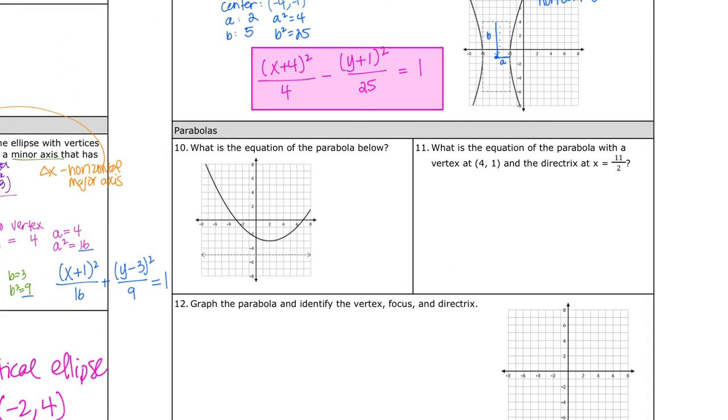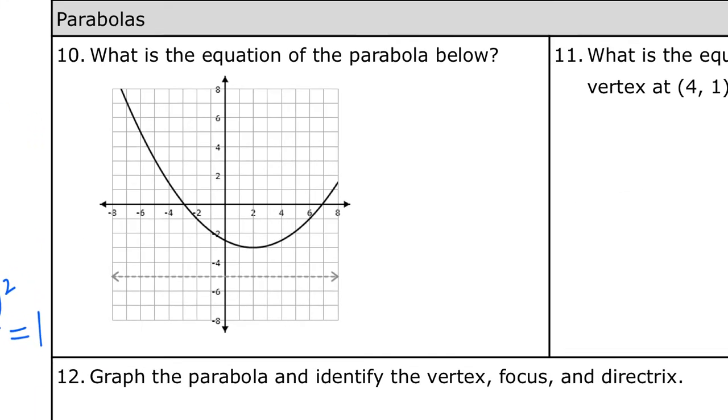Okay, and then our last conic section was parabolas. So starting off with just a picture, it says, what is the equation of the parabola below? So you need to know 2 things. You need to know the vertex, and you need to know p. So vertex, again, this is one of those things that just looking at the picture, you can basically eyeball it. So vertex is at 2, -3.